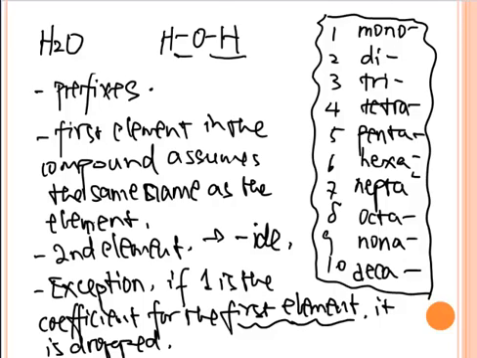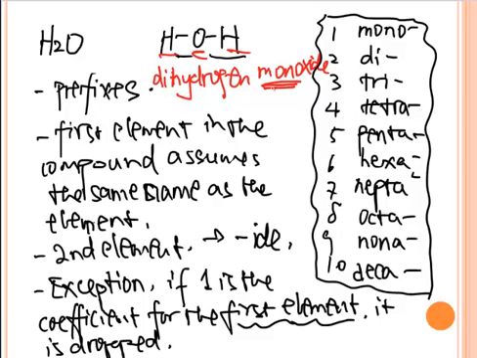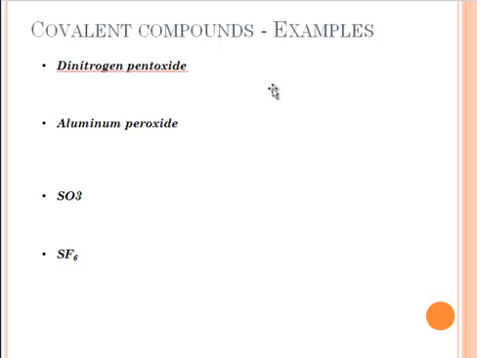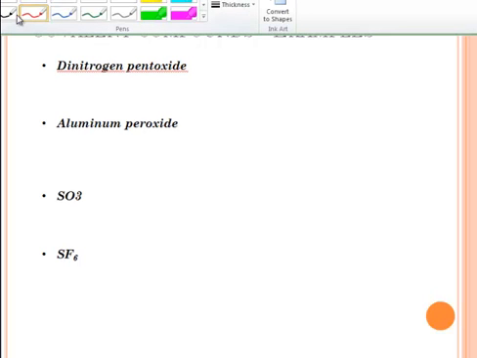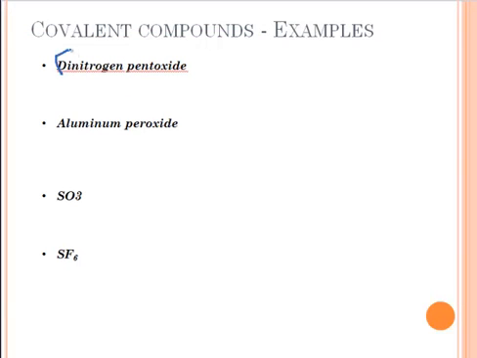So what do we call water? The official name should be dihydrogen monoxide, since there are 2 hydrogens and there's only one oxygen. So this mono comes in and has to turn into the ide. Let's take a look at some examples. As we said, we have to tell how many of each element there are in the compound. This one is called dinitrogen pentoxide.